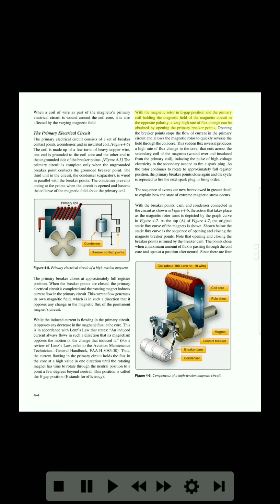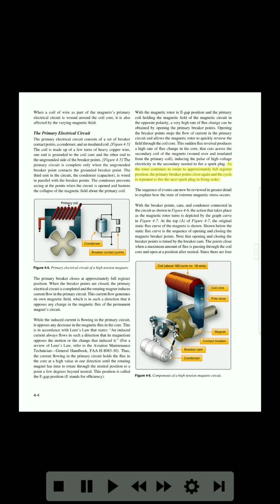With the magnetic rotor in E-gap position, and the primary coil holding the magnetic field of the magnetic circuit in the opposite polarity, a very high rate of flux change can be obtained by opening the primary breaker points. Opening the breaker points stops the flow of current in the primary circuit and allows the magnetic rotor to quickly reverse the field through the coil core. This sudden flux reversal produces a high rate of flux change in the core that cuts across the secondary coil of the magneto, wound over and insulated from the primary coil, inducing the pulse of high-voltage electricity in the secondary needed to fire a spark plug.